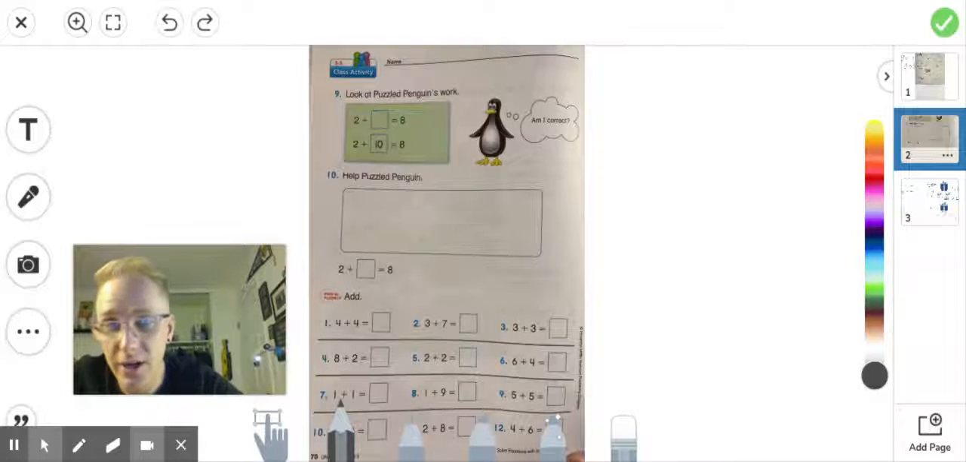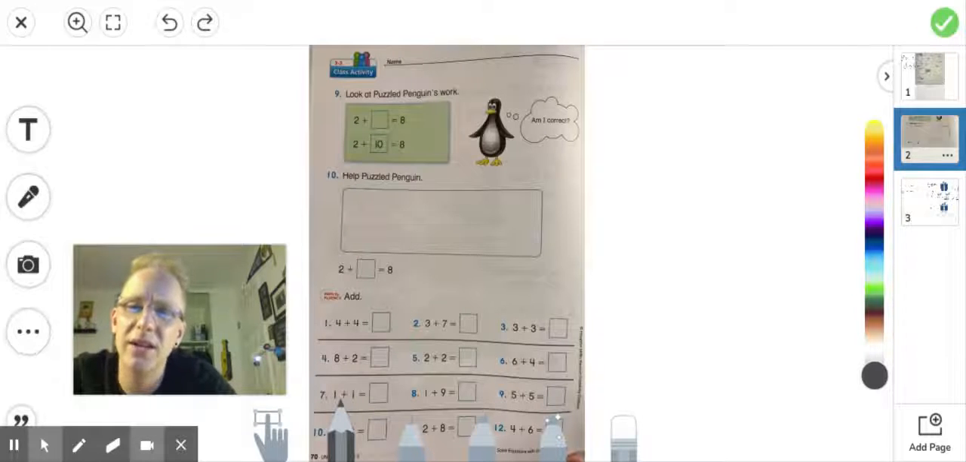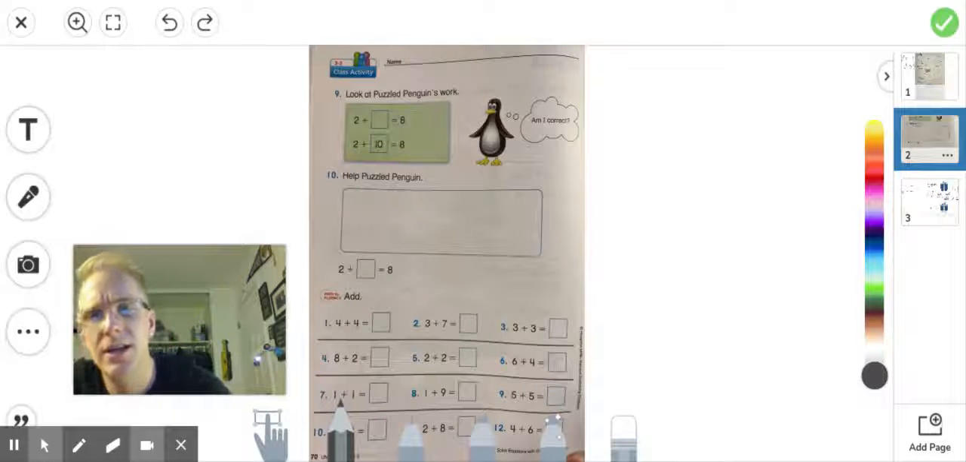And I think you need to help Puzzle Penguin. So number 10 tells you to help Puzzle Penguin figure out the right answer and tell me, what is 2 plus blank equals 8? What is that blank? How many do I need to get there?